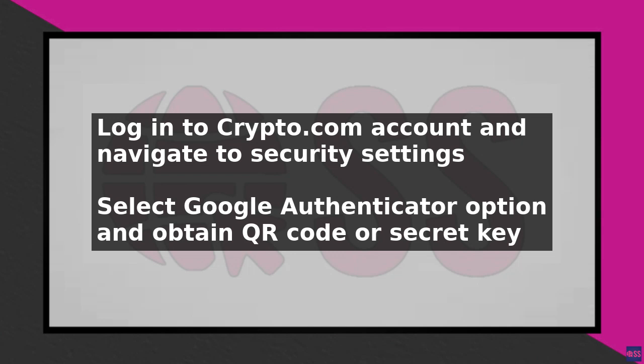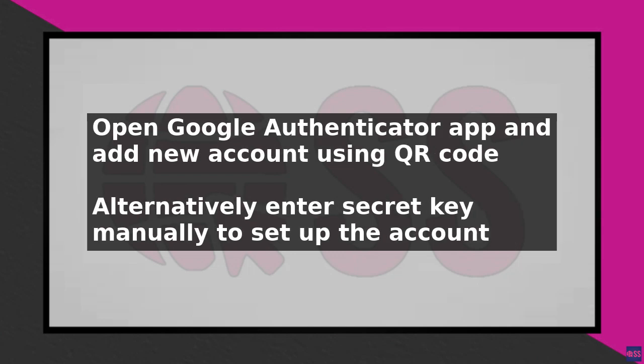Go back to the Crypto.com page and enter this code to verify the connection. You may also be asked to create a backup code for additional security. After successfully connecting Google Authenticator, you will be required to enter the 6-digit code generated by the app every time you log into your Crypto.com account. This adds an extra layer of security, making it more difficult for unauthorized users to access your account.